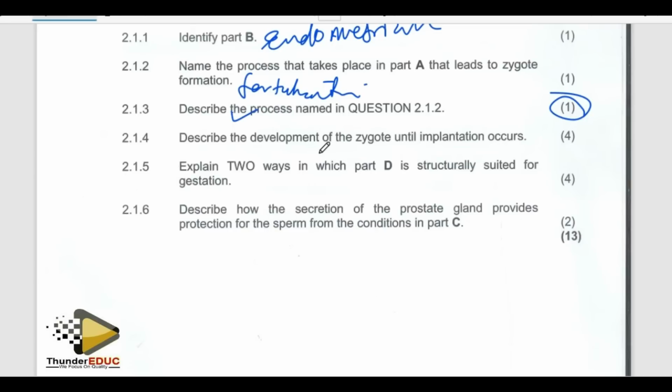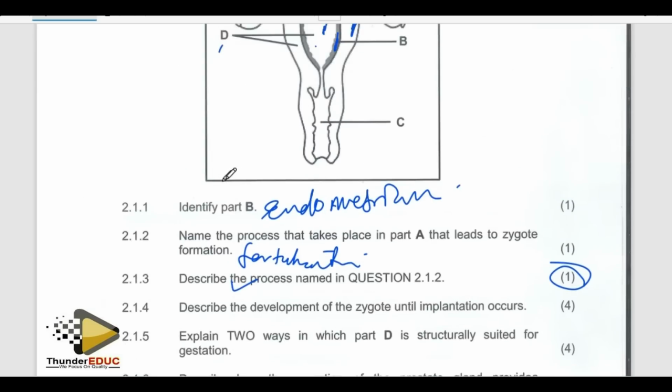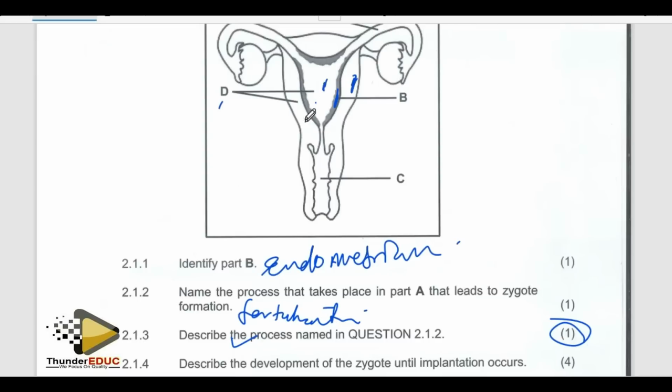Describe the development. That one, 4 marks. Mahala? Yes. Explain 2 ways in which structure D is structurally suited for gestation. Now, ask yourself, what is structure D? Oh, the uterus. They want the uterus. How is this uterus structure suited for its function of gestation? First of all, what is gestation? The period of pregnancy. Yes, that is what you call gestation.